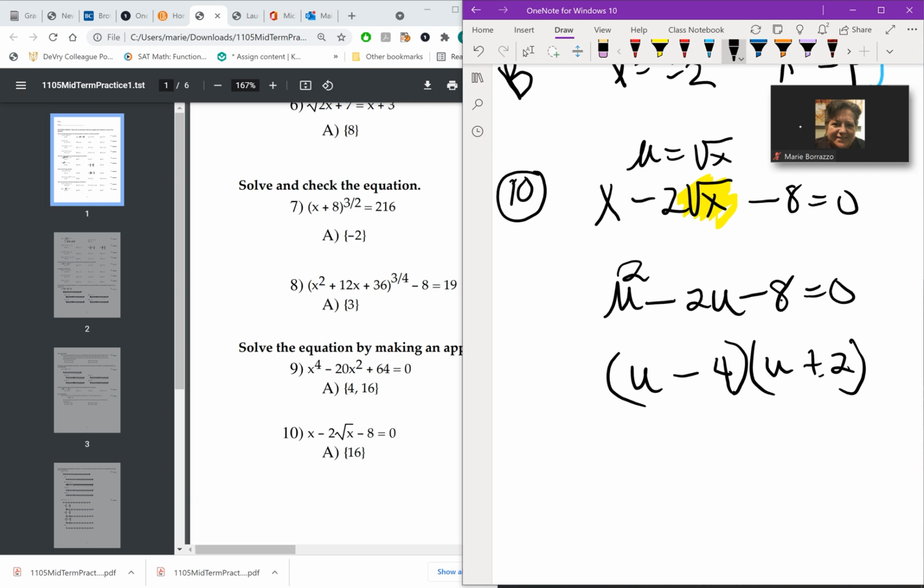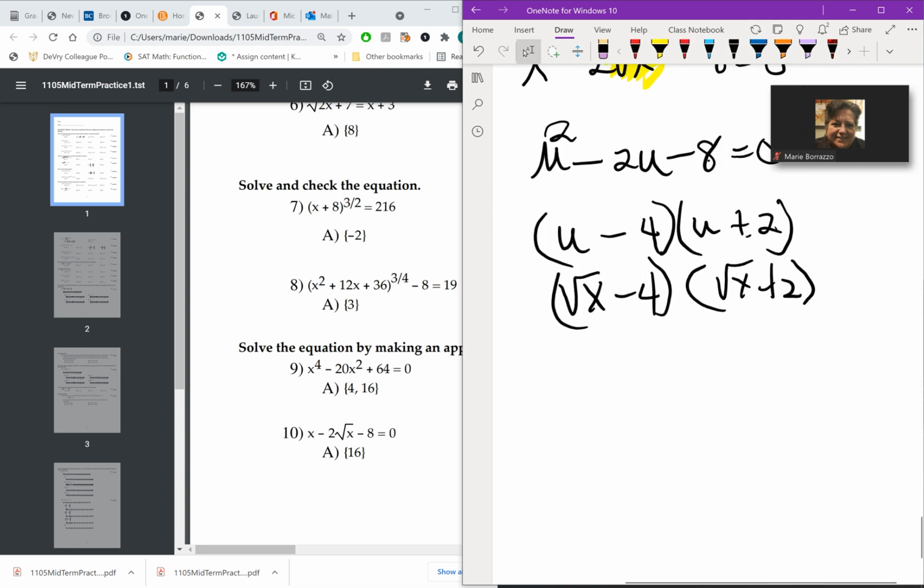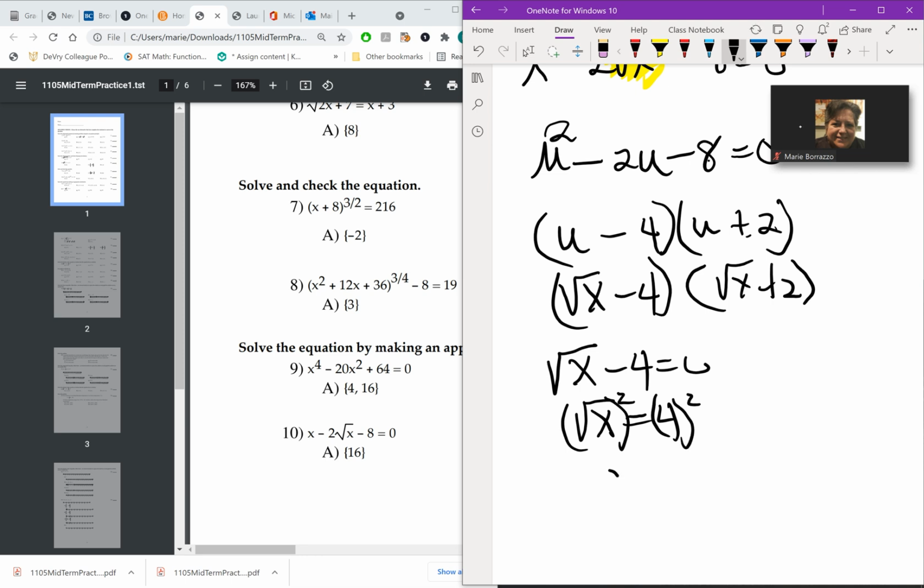Once again, don't forget you did substitute. So this is really square root of x minus 4. And this is really square root of x plus 2. So now we need to solve, okay? And this is where it gets easy. So you have square root of x minus 4 equals 0. So we start with this. That means that the square root of x is equal to 4. If I square both sides, then I get x is equal to 16. Which in some cases, I think you guys already know that. You should have already seen that visually.